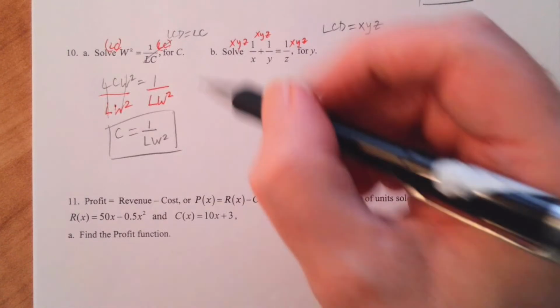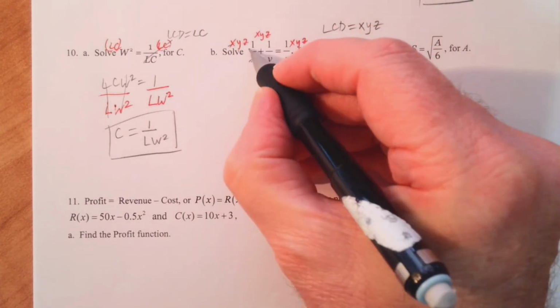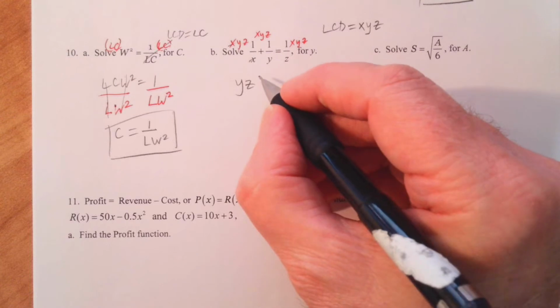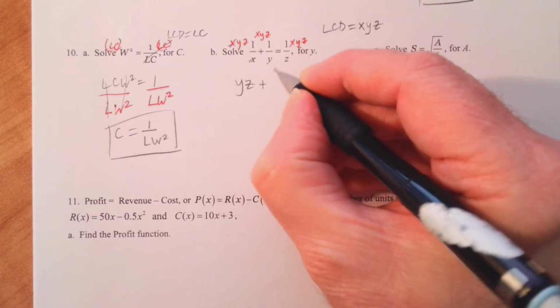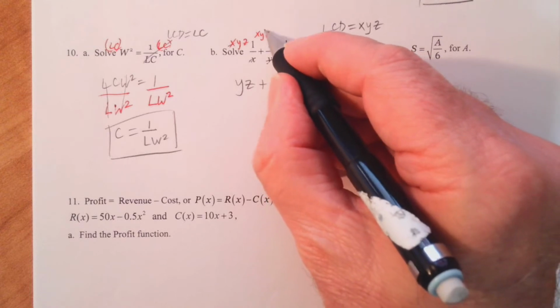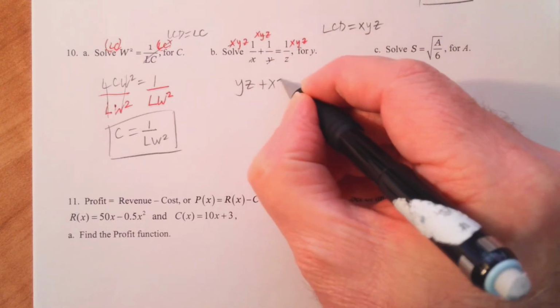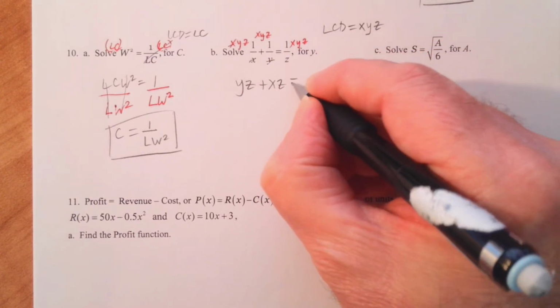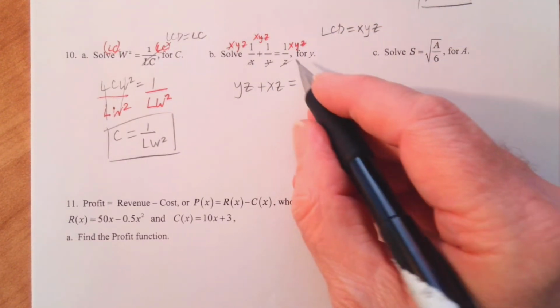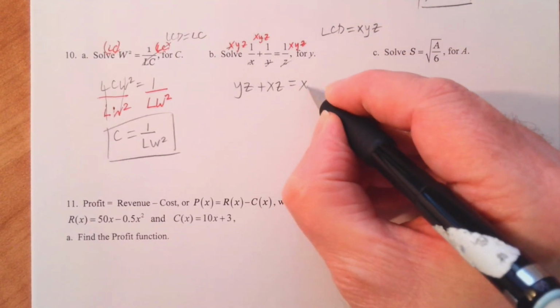Now when we do that, notice the x's cancel here, and you're left with yz times 1, which is yz, plus, and then you've got xyz. You can see the y's will cancel out, and you're left with xz. And then finally on the other side, the z's will cancel, and you're left with 1 times xy, or just xy.